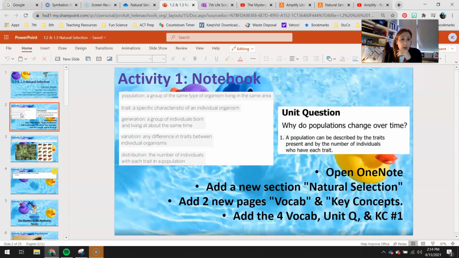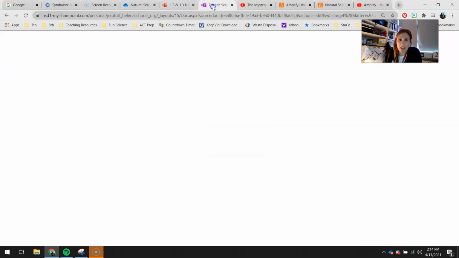All right, so first and foremost, we have a lot to add to our notebook today, as well as establish our notebook for this unit. So first of all, open OneNote, add a new section and title that Natural Selection, and then under that new section, add 2 new pages, vocab, and key concepts.